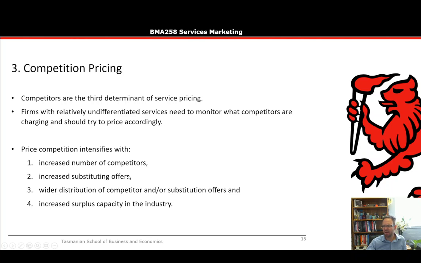Think about food. With substitute offers, the state of felt deprivation that you're satisfying is convenience and hunger. So whether you're going to Hungry Jack's, McDonald's, or you could just be going to Coles and grabbing a Cook Chook on the way home as well. So that's substituting offers. Wider distribution of competitor and substitution offers, and then increased surplus capacity in the industry.